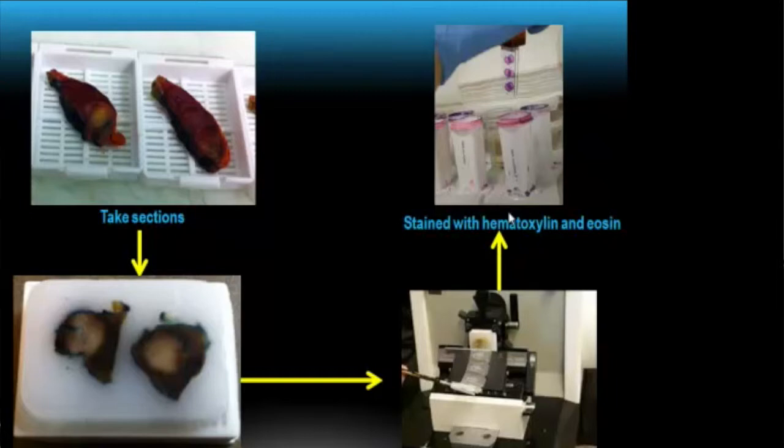And after we get sections, we fix in formalin and then embed in a paraffin block. And so then we cut very, very thin sections from the paraffin blocks, and then mount them on a slide and stain with hematoxylin and eosin stain. So the slides stained with hematoxylin and eosin stain, usually we call them H&E slides. You might have already heard that.